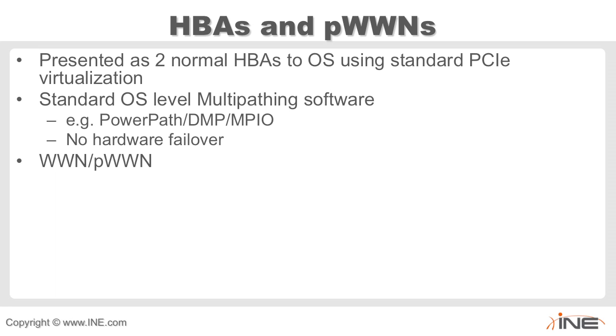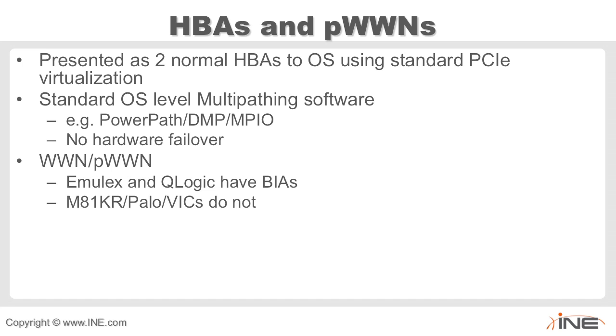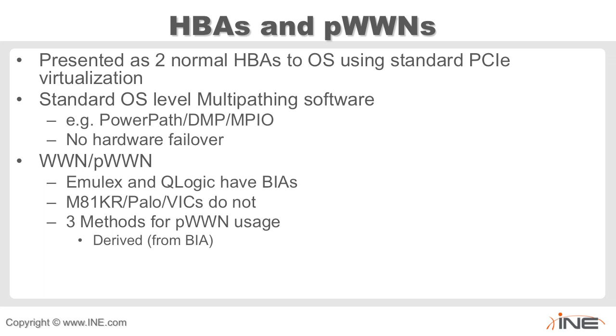For worldwide names, port worldwide names, Emulex and QLogic converged network adapters have burned-in addresses. The M81KR Palo card or the VIC-1240, the VIC-1280, they do not. So there's really three methods for port worldwide name usage. You can get it derived from the burned-in address, which obviously, if you configured that, you would have an error if your card underneath was a Palo card. If it was an Emulex or QLogic, this would be perfectly fine.